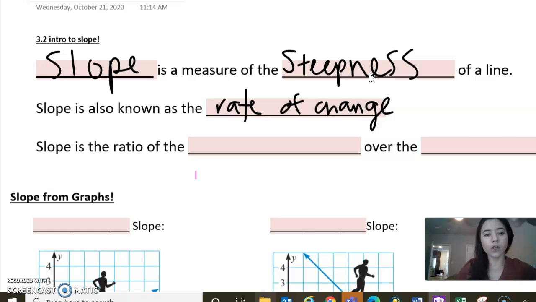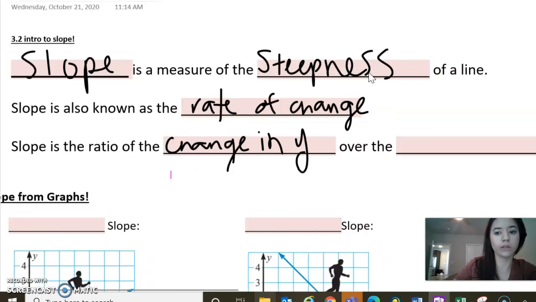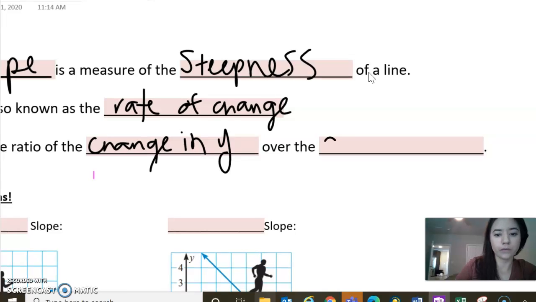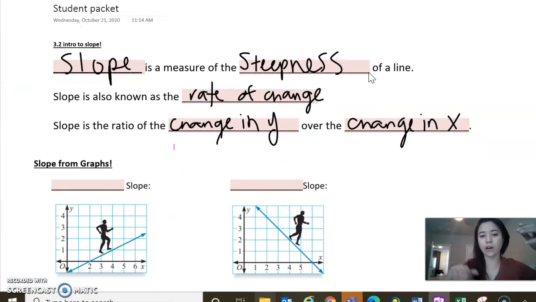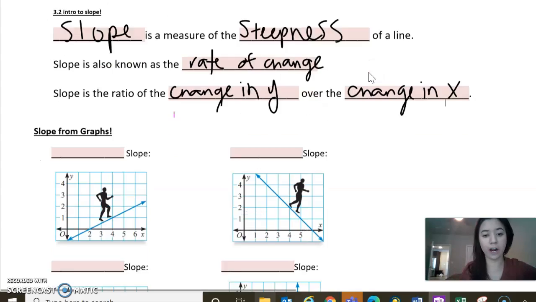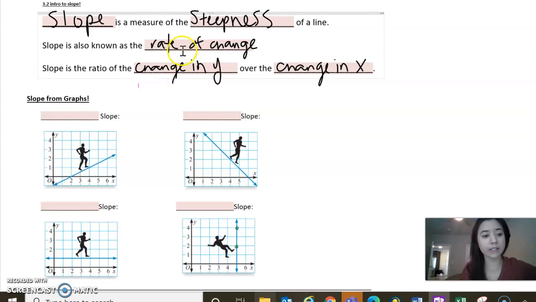Now, slope is the ratio. Again, this should be a little bit of a review. The change in the y values over the change in x values. So how much did y change by over how much x changed by? Okay, so that is what slope is.